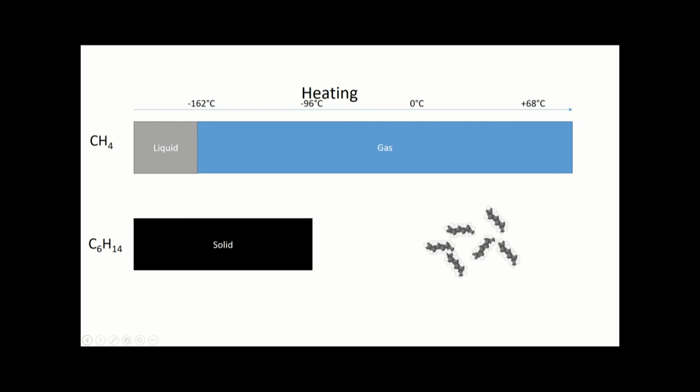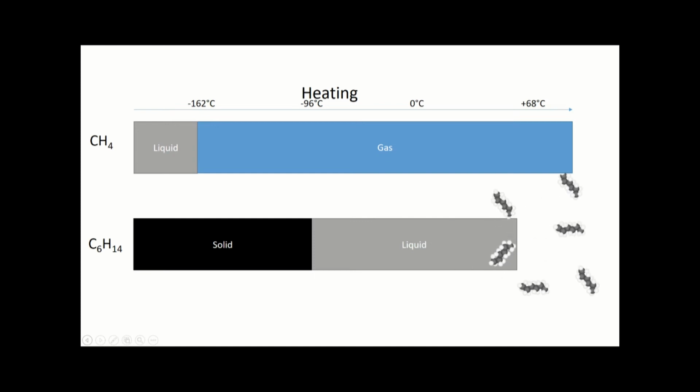So I've just tried to show that here with some bars. You can see if we start from the left-hand side, methane is a liquid up until minus 162 and then turns into a gas for all temperatures above that, whereas the hexane turns from a solid to a liquid to a gas, with its boiling point being 68 degrees C and its melting point being minus 96 degrees C.